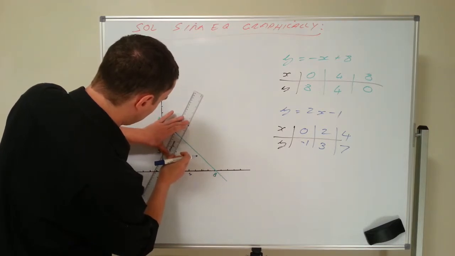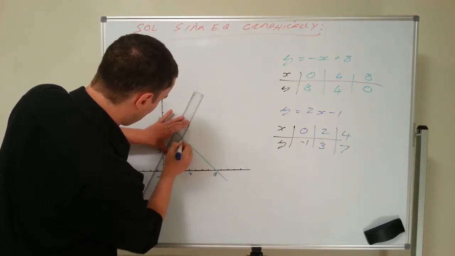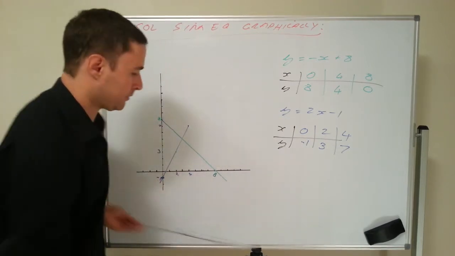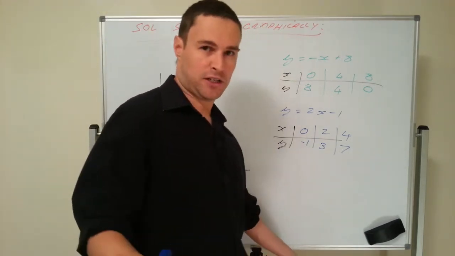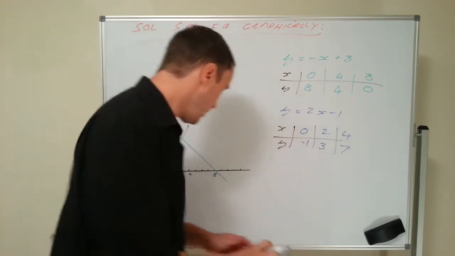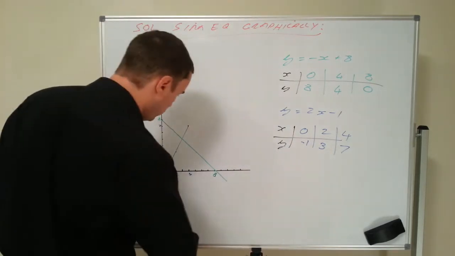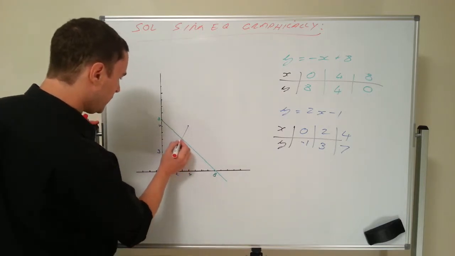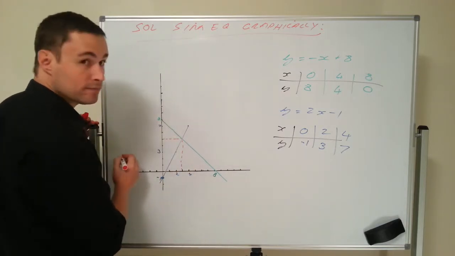Now I'm being very accurate with this, even though I'm working on a whiteboard, which, to tell you the truth, is kind of tricky. The reason why I'm being very accurate with this is because you're finished. All that you have to do now is read off where these two cross. And these two cross at the point here. 3, 5.